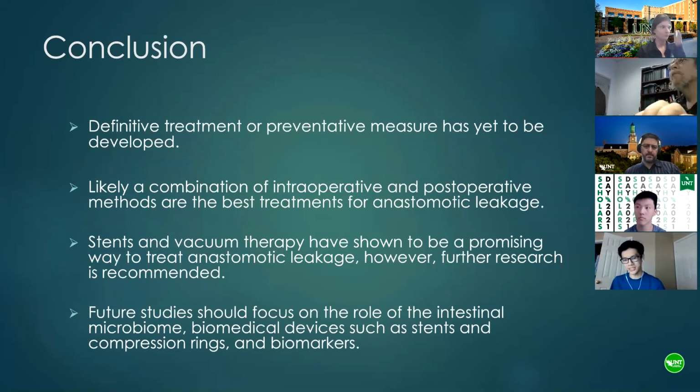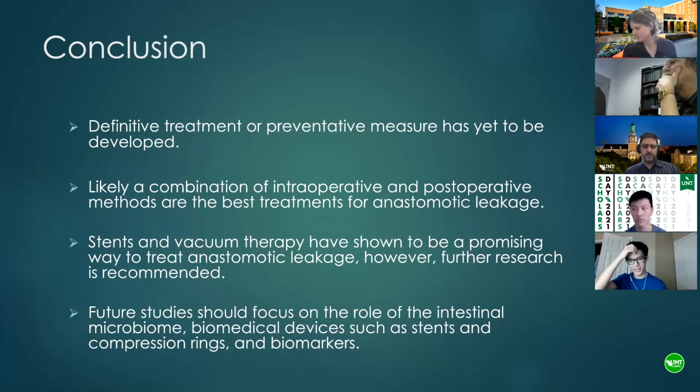So in conclusion, a definitive treatment or preventative measure has yet to be developed. Likely a combination of intraoperative and postoperative methods is best for treatment of anastomotic leakage. Stents and vacuum therapy are the most promising ways to treat anastomotic leakage, but further research should be done. And future studies should also focus on the role the intestinal microbiome has on leakage, biomedical devices such as stents, compression rings, and biomarkers.